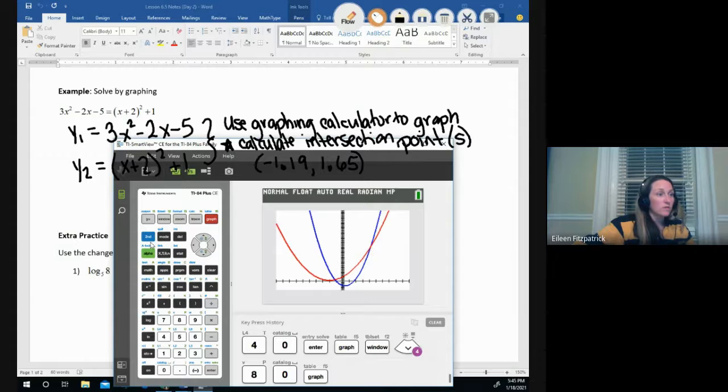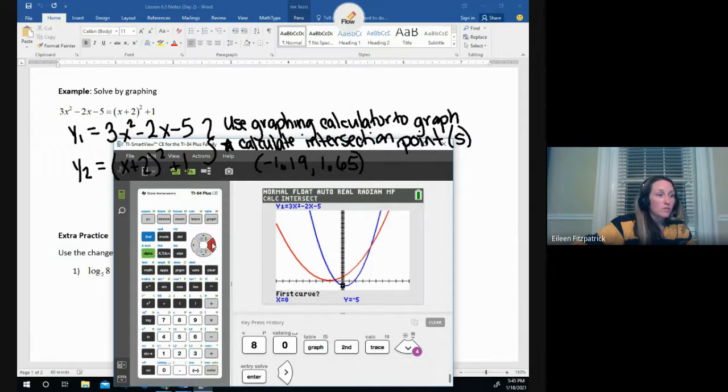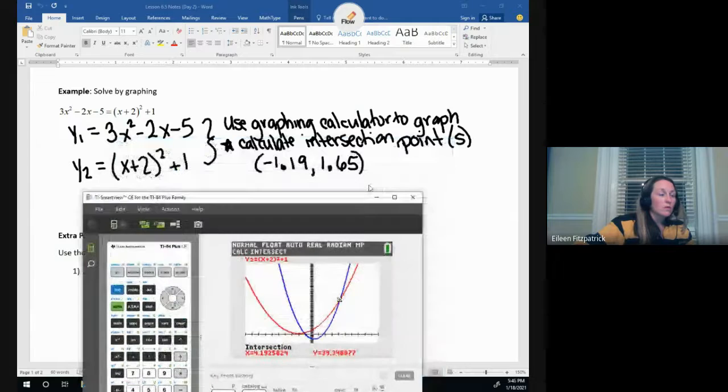And I'm going to go through the same process. So second, calculate or trace, go down to number 5. You want to be on the first curve. So as long as you're on one of the parabolas, for me, it's my blue one, and get close to the intersection location, push enter. Then as long as you're on the second parabola, for me, it's my red parabola, again, stay close to the intersection point, push enter. Push enter a third time for the guess. It should land right on it. And then we can write down the coordinate.